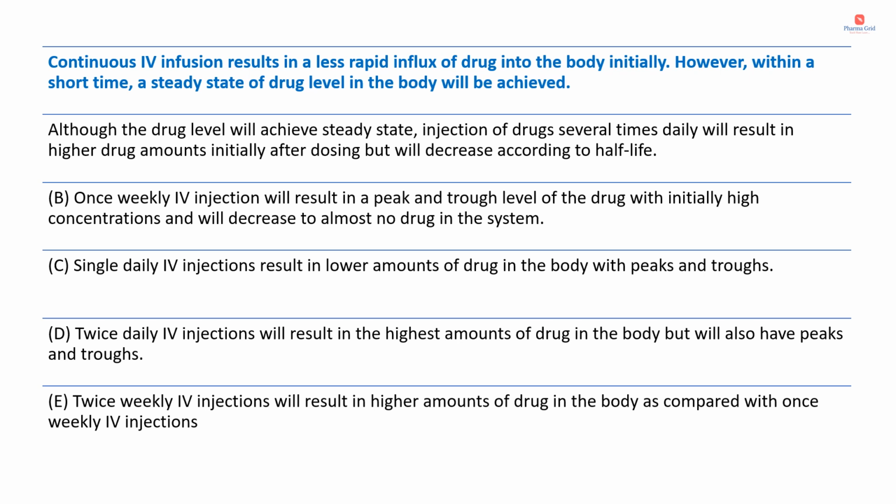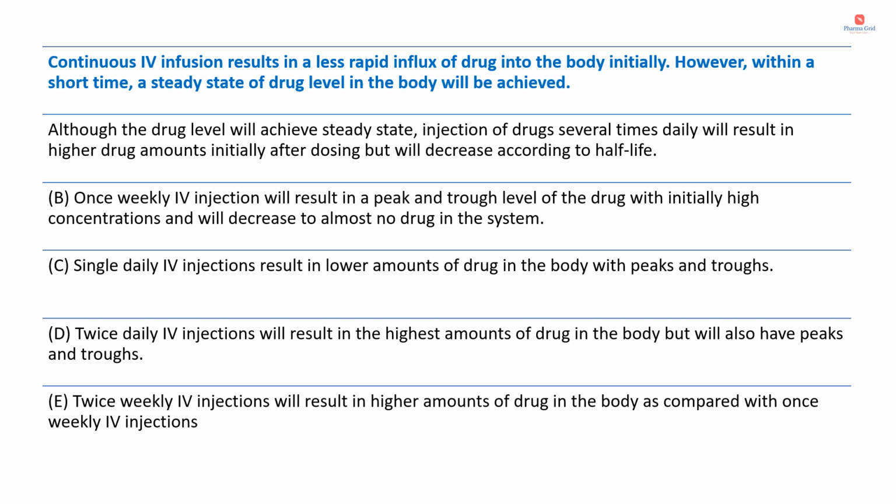Then option B is wrong because once weekly IV injection will result in a peak and trough level of the drug, with initially high concentrations that will decrease to almost no drug in the system. So peaks and troughs are the highest and lowest concentrations of a medication in an individual's body. Then option C, which is single daily IV injections, will result in lower amounts of drug in the body with the peaks and troughs.